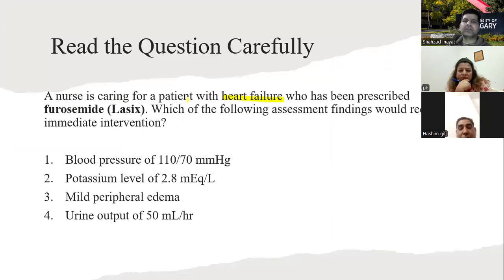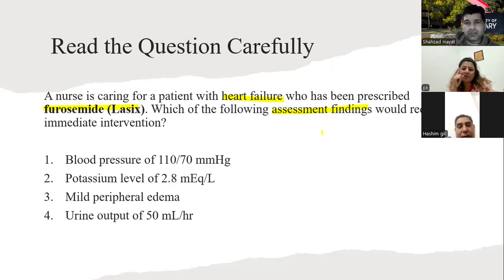A nurse is caring for a patient with heart failure who has been prescribed furosemide, which is Lasix. Which of the following assessment findings would require immediate intervention? So the other keyword here is Lasix. And what else? Assessment findings. So we can have an idea that the question is related to assessment, and our answer would be related to that. All these are the keywords, so we need to read them carefully, right? So what could be the right answer here?